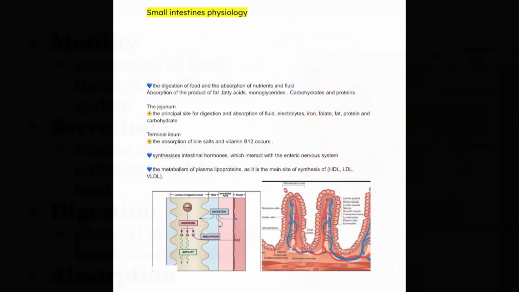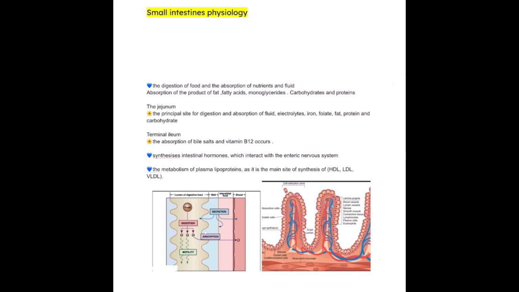The physiology of the small intestine and how it works. The main function is to digest and absorb nutrients and fluids. To be more specific, fats, carbs, and glucose are broken down by enzymes and acids. After that, the small intestine absorbs these products.